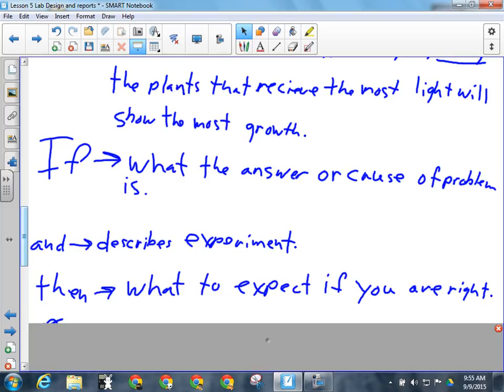From there, you move to materials. What do you need to perform this lab? For you guys, those are always going to be written out for you.